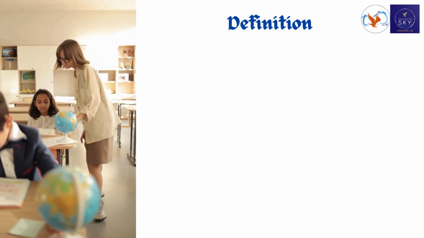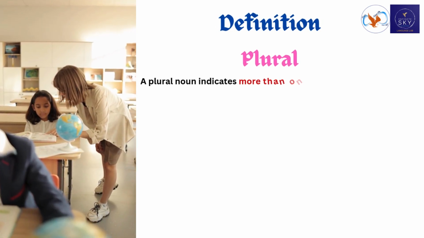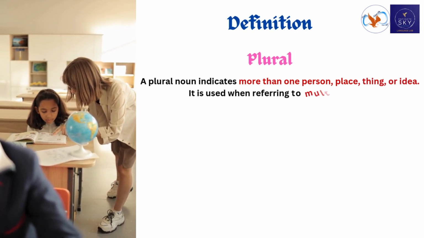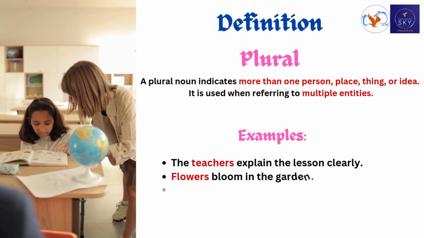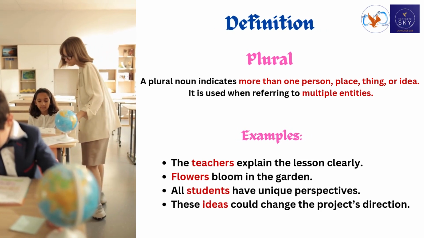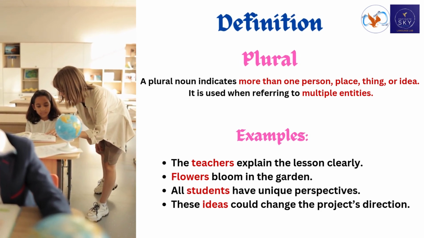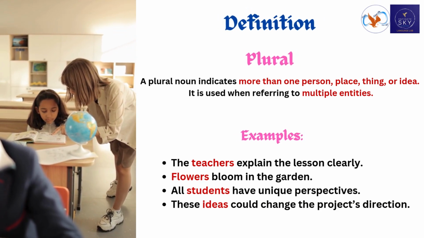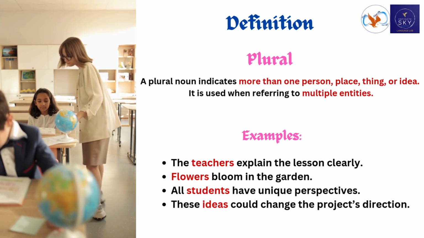In contrast, a plural noun is all about more than one, like dogs, flowers, or students. It's simple but vital for clear expression. Here are some example sentences for our better understanding. The teachers explain the lesson clearly. Flowers bloom in the garden. All students have unique perspectives. These ideas could change the project's direction.